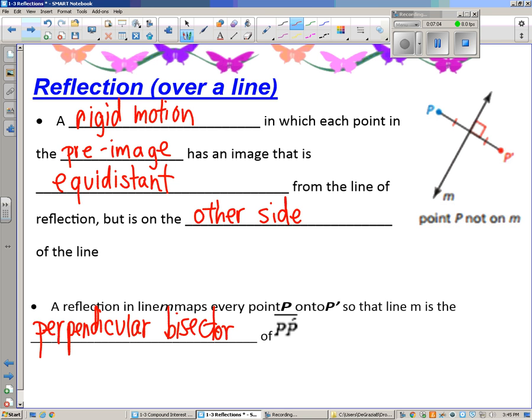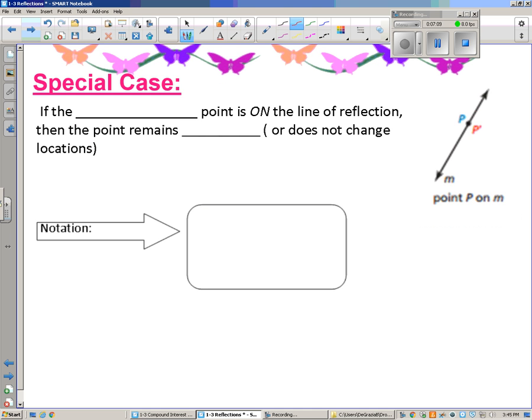There is a special case. A special vocab word that's going to come up, and we'll see it again in a later unit when we get into more formal proofs, is this: if the pre-image point happens to be on the line of reflection, like you can see right here, point P is on the line we're reflecting over, then the point remains unchanged, or we would say invariant. That means that its location didn't change. If it's on the line of reflection, it's going to stay right in that spot on the line of reflection.